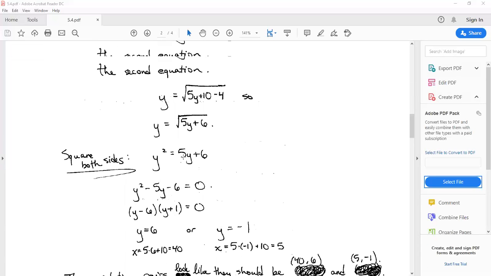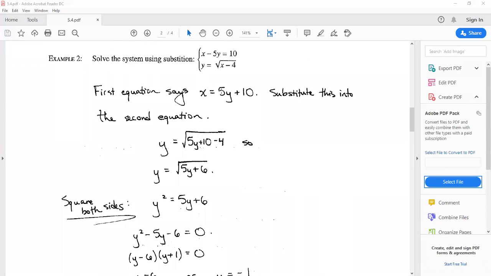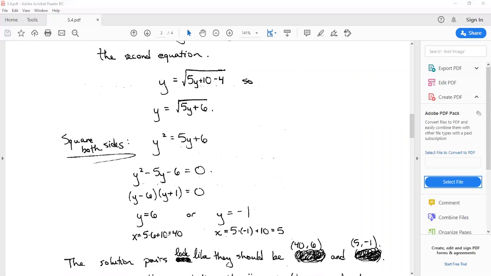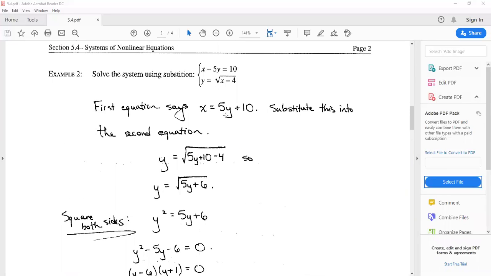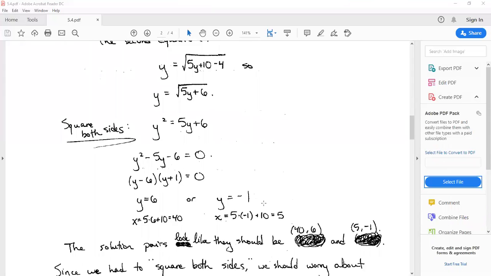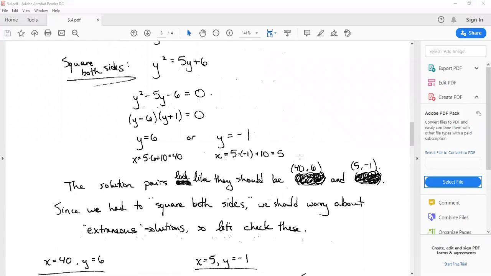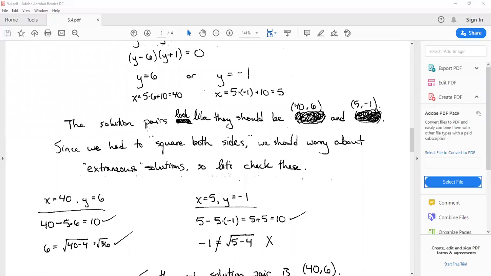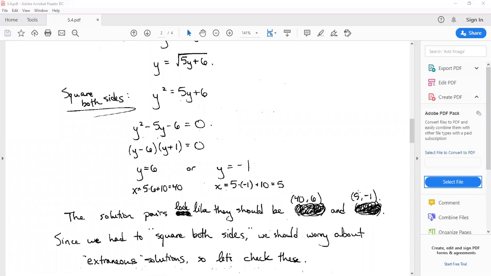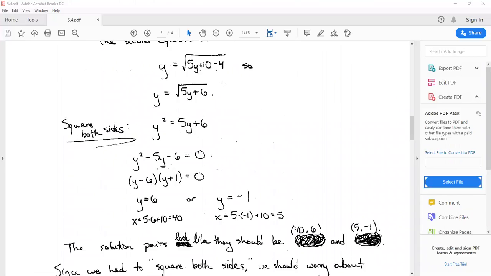Notice that when y equals 6, x is going to be 5 times 6 plus 10, which is 40. And when y equals minus 1, we get x equals 5 times minus 1 plus 10, which is 5. So it looks like we have our two solution pairs here, (40, 6) and (5, minus 1). But since we had to square both sides, let's make sure that neither of these is an extraneous solution. Let's check them by plugging these values for x and y into the original equations that they handed us.